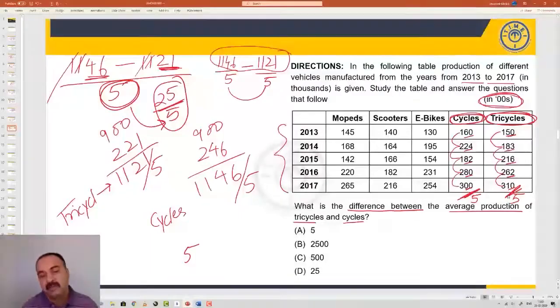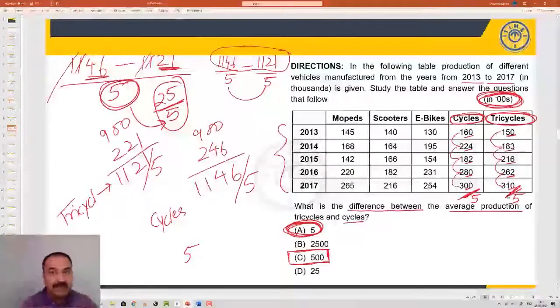Now 5 is not your answer. Remember this option, this is given as 5. But is this data in hundreds? Yes. So therefore the correct answer is 500. Because all that we added was in hundreds. What we subtracted was in hundreds. After dividing, what you get is also in hundreds, because the unit of every particular calculation was hundreds.